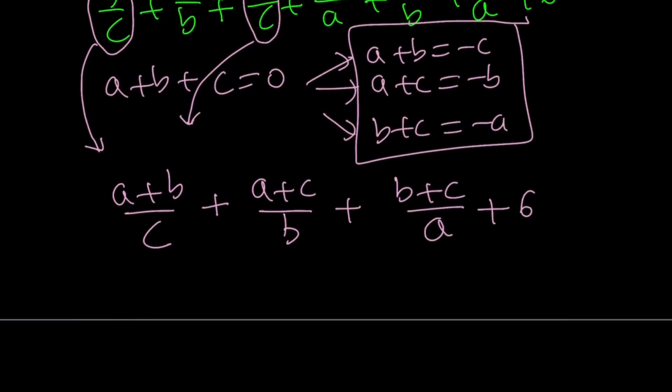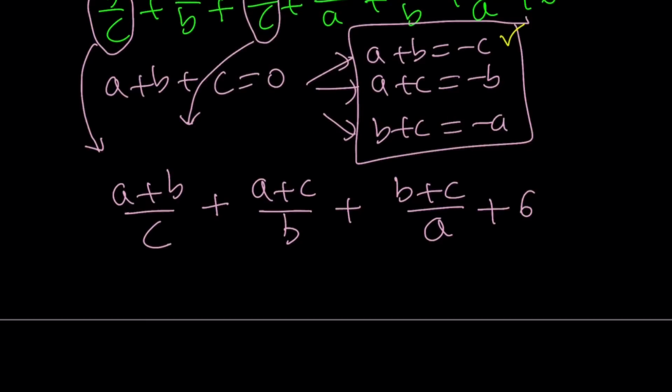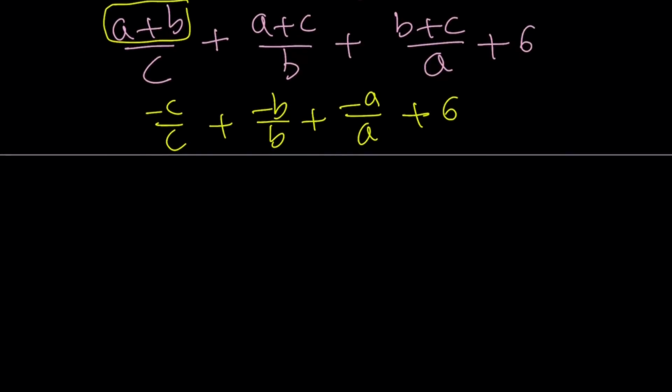But guess what? A plus b is the same thing as negative c. Yay! And I have an a plus b here. Isn't that awesome? So this gives me negative c over c, negative b over b, and negative a over a, plus 6. Now this is why math is so awesome, because you keep substituting and you get different things. Now negative c over c, as long as c does not equal 0, is equal to negative 1. So this is negative 1 minus 1 plus 6. And that is the same thing as 6 minus 3, which is equal to 3. So the answer should be 3.